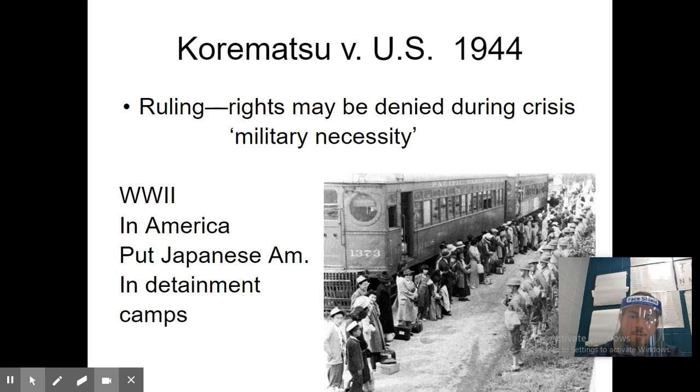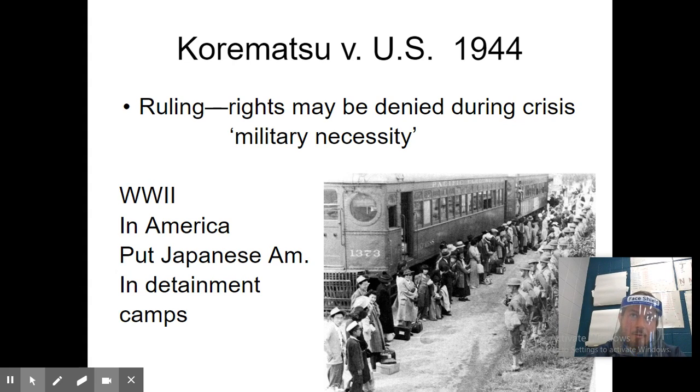What happened was President Roosevelt, who was our president during World War II, issued an executive order, said that if you were a Japanese American or if you were of Japanese descent, you had to go to detainment camps, kind of like the way that Germany forced Jews into internment camps. The only difference is, we didn't gas people, but it was a way to segregate.